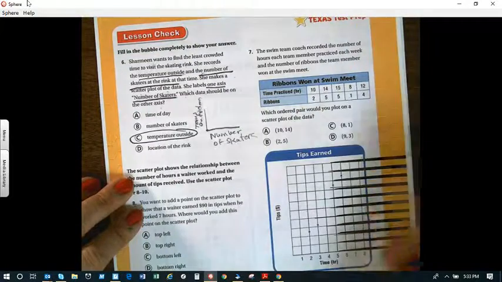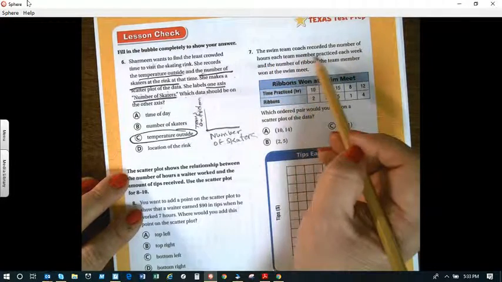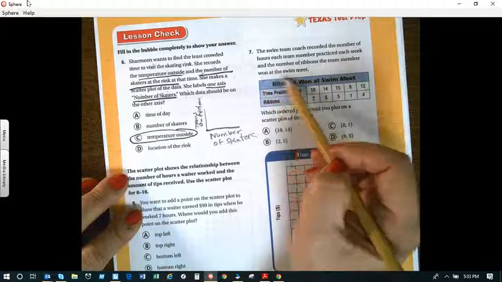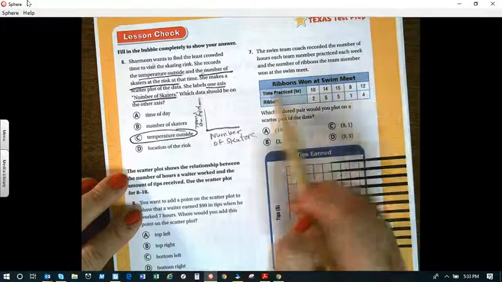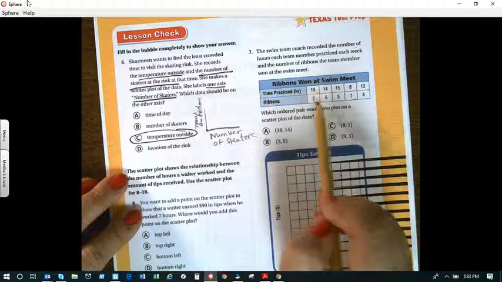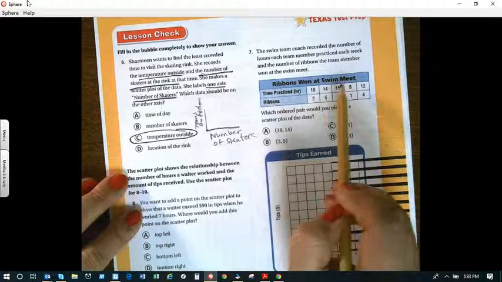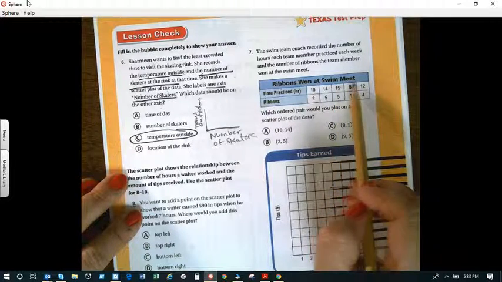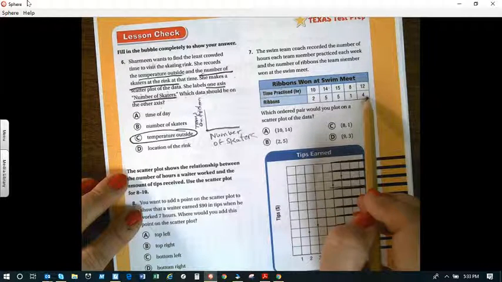Okay, number 7. The swim team coach recorded the number of hours each team member practiced each week and the number of ribbons the team member won at the swim meet. The title is Ribbons Won at the Swim Meet. They practiced 10 hours, they won 2 ribbons. They practiced 14 hours, they got 5 ribbons. They practiced 15 hours, they got 5 ribbons. They practiced 8 hours, they got 1 ribbon. They practiced 12 hours, and they got 4 ribbons.